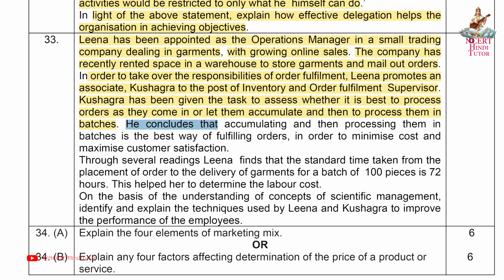He concludes that accumulating and then processing them in batches is the best way of fulfilling orders in order to minimize cost and maximize customer satisfaction. Through several readings, Lina finds that the standard time taken from the placement of order to the delivery of garments for a batch of 100 pieces is 72 hours. This helped her to determine the labor cost. On the basis of the understanding of concepts of scientific management, identify and explain the techniques used by Lina and Kushagra to improve the performance of the employees.